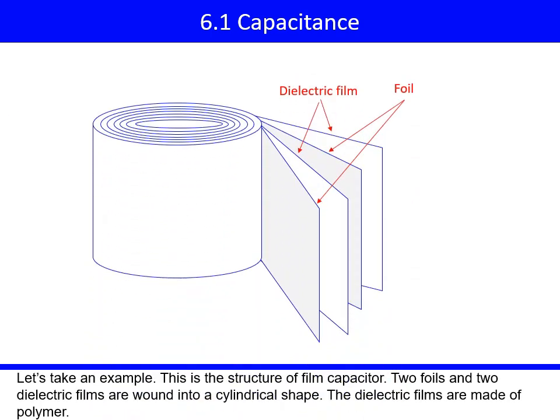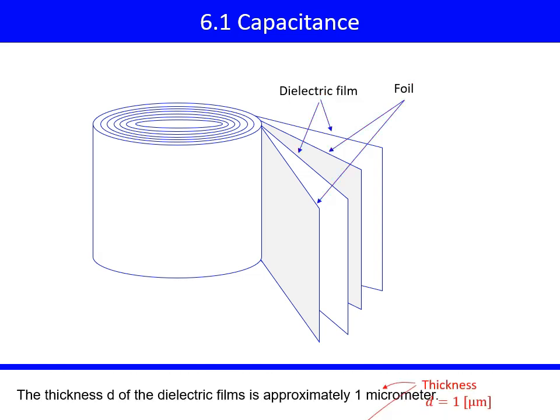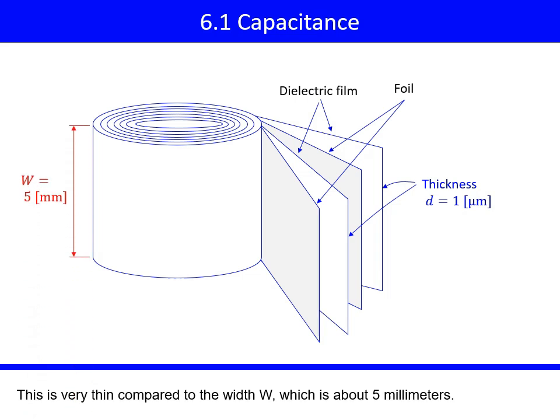Let's take an example. This is the structure of film capacitor. Two foils and two dielectric films are wound into a cylindrical shape. The dielectric films are made of polymer. The thickness D of the dielectric films is approximately 1 micrometer. This is very thin compared to the width W, which is about 5 millimeters.